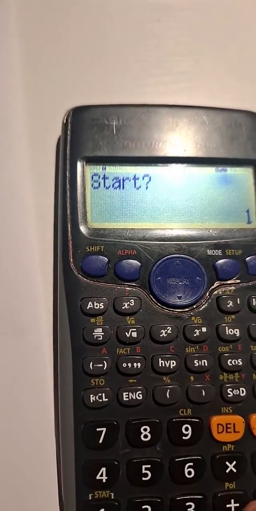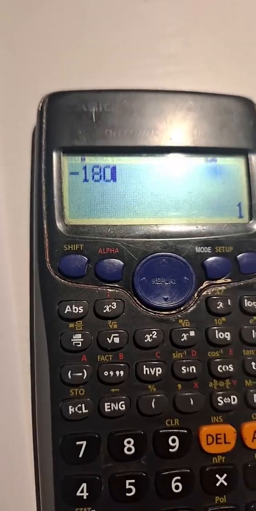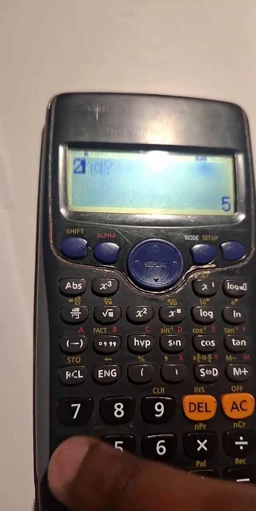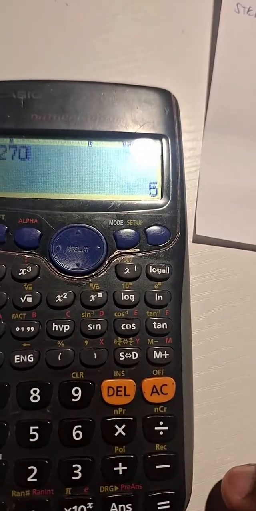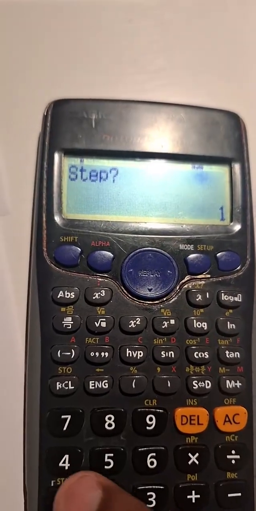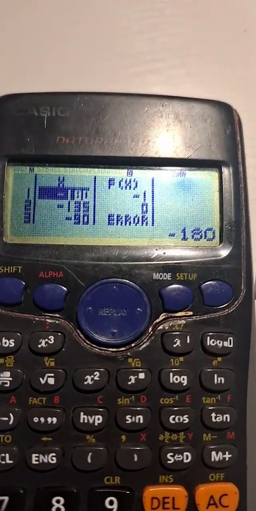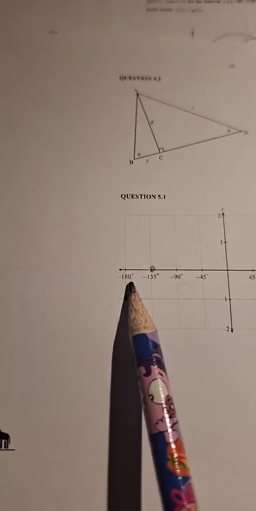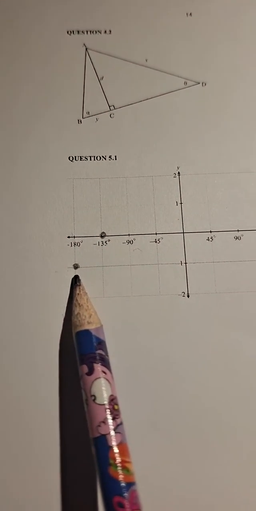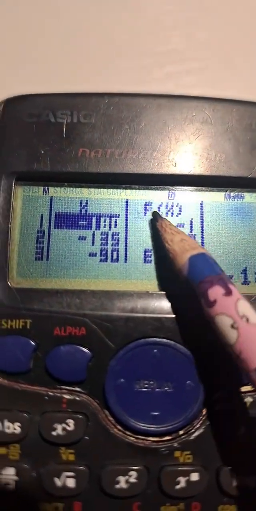Start, we are going to start at negative 180. We are going to end at 270. Then we are going to have a step of 45. I just need to confirm, guys. Negative 180 goes with negative 1. As per the sketch, when x is negative 180, f of x, which means y, is negative 1.